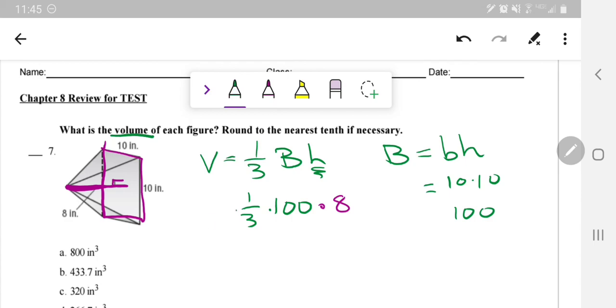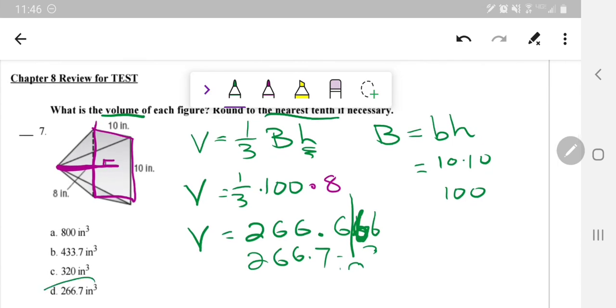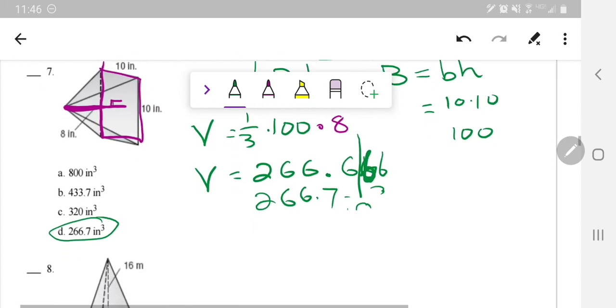Now let's multiply those on a calculator, and for number 7 we get 266 point, I believe it's 6 repeating, but we're going to cut it off because it rounds to the nearest tenth. And this 6 in the hundredths place tells the 6 in the tenths place to round up. So we get 266.7. It's volume, so it's going to be inches cubed, a three-dimensional measurement. So there we have it right there, D.